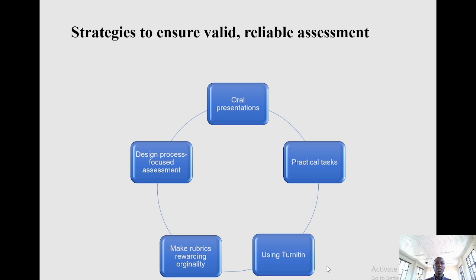So what can be done as a way forward to ensure that the assessment is valid and reliable? One can encourage oral presentations instead of written reports, as well as practical tasks, using Turnitin to avoid plagiarism, and also making rubrics rewarding originality and focusing on the process rather than memorization.